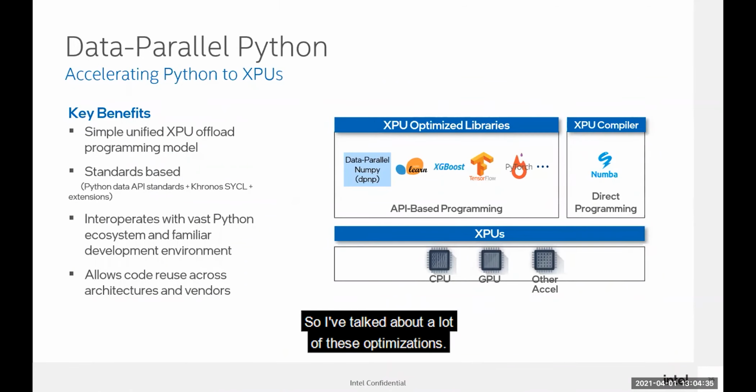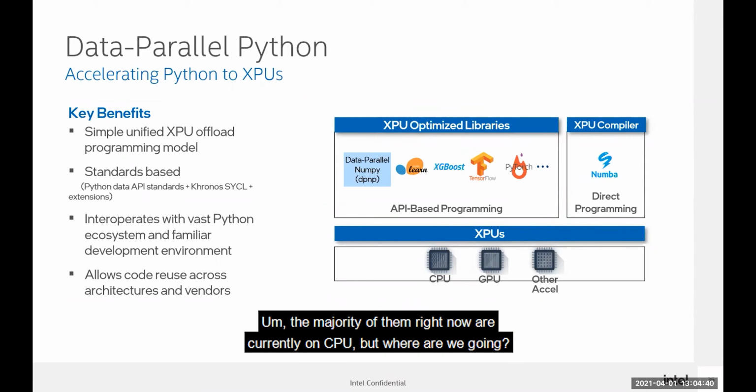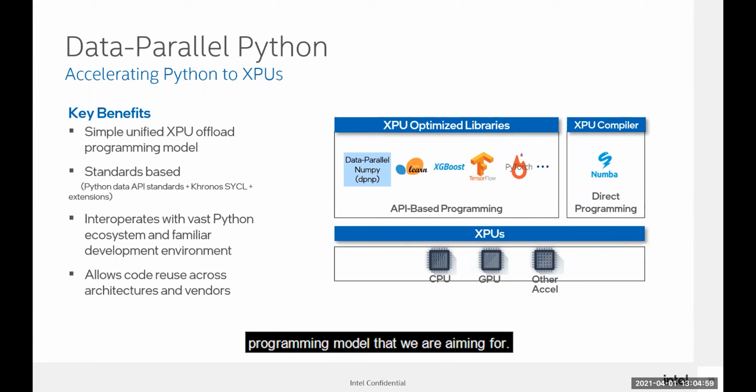So I've talked about a lot of these optimizations. The majority of them right now are currently on CPU, but where are we going? This is great for CPU, but I want more for all my other architectures. I want the same performance on all my other architectures. Well, this is part of Intel's much larger XPU cross-architecture programming model that we are aiming for.